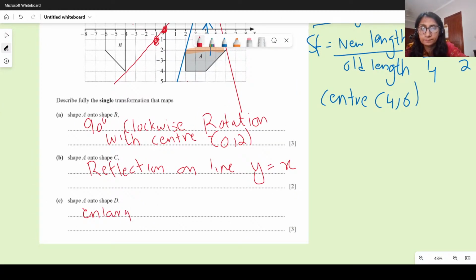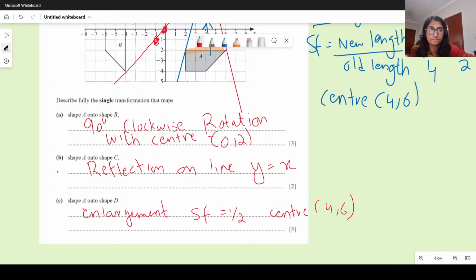Enlargement, scale factor half, center 4 comma 6. Next question.